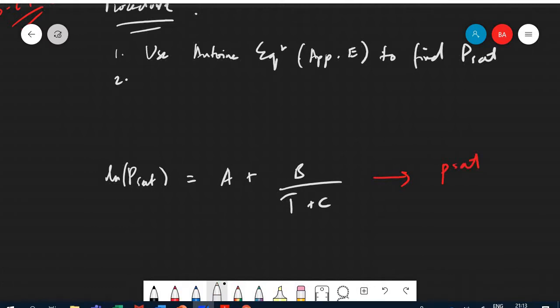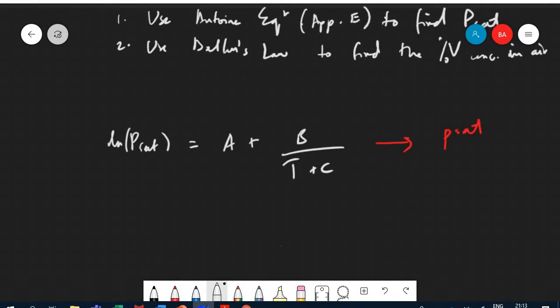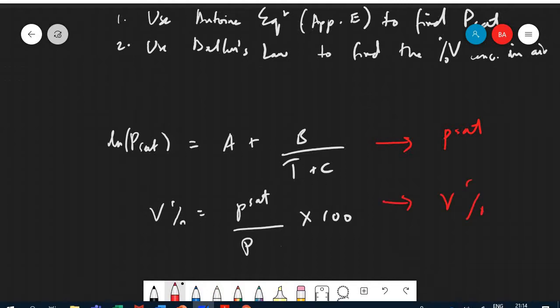What is number 2? Number 2, you're going to use Dalton's law. Here in Dalton's law, why? To find the volume percentage concentration in air. So how do I find that? I find it using that equation. Volume percentage is equal to Psat divided by P total, multiplied by 100, and I'm going to get the answer. So here I'm going to find my volume percentage.